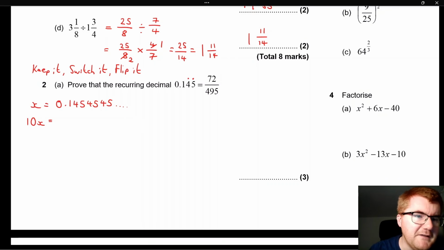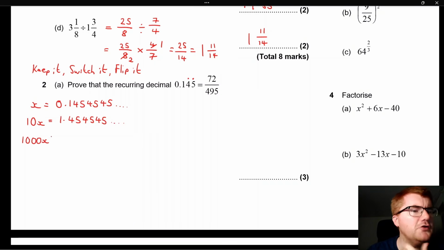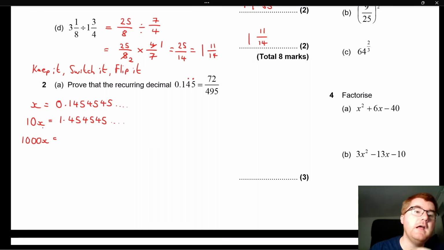Well, the 1 comes here, the 4 comes here. So we get 1.454545 dot dot dot. Now, because we've got a recurring of 454545, not just one number, I'm actually now going to consider 1,000x. Not 100x, but 1,000x. Now the reason I do this is going to then move everything along twice. So this is going to move along twice, it's going to move along twice, this twice.